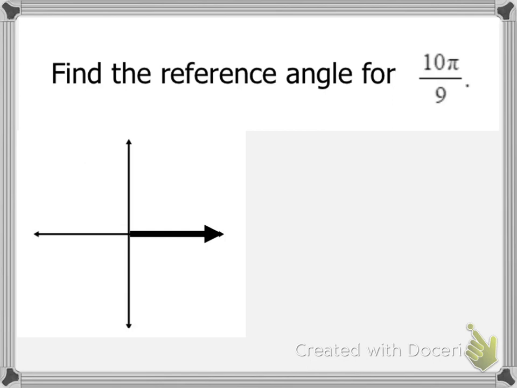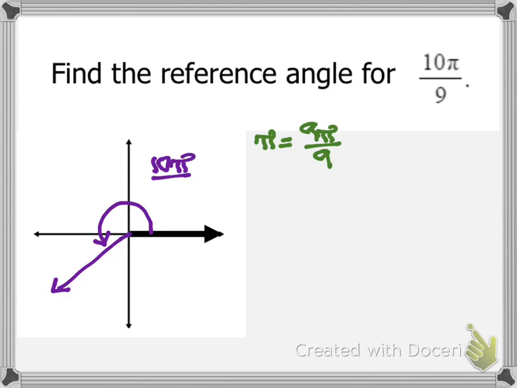Next, 10 pi over 9. So first we have to decide in what quadrant that lies. Well, pi would be equal to 9 pi over 9. So this angle is just a little bit more than pi, so it must be in the third quadrant. So here it is, all the way around because we're going positive. That's 10 pi over 9. And we want to know how much is left right there.